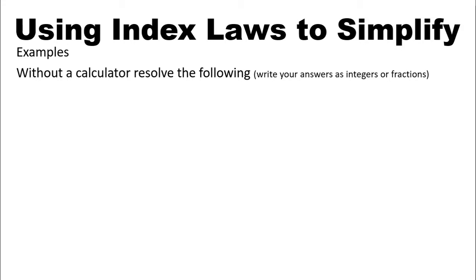So without using a calculator, resolve the following and write your answers either as integers or as fractions. So that means not as a decimal value. For question A, 2 to the power of negative 3, remember a negative index means divide 1 by this value this many times. So I want to divide 1 by 2 repeatedly 3 times. That's going to be 1 over 2 cubed, which I can work out. 2 cubed is 8, so that's 1 over 8.